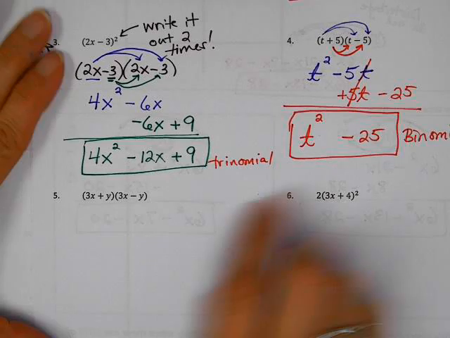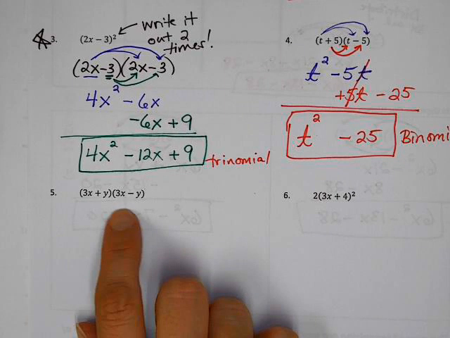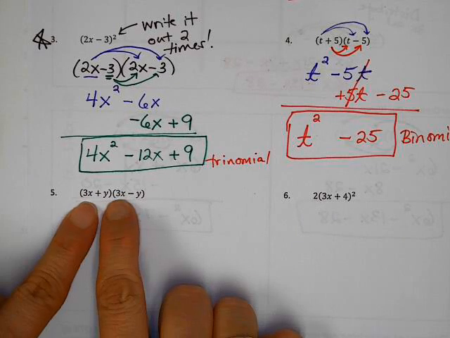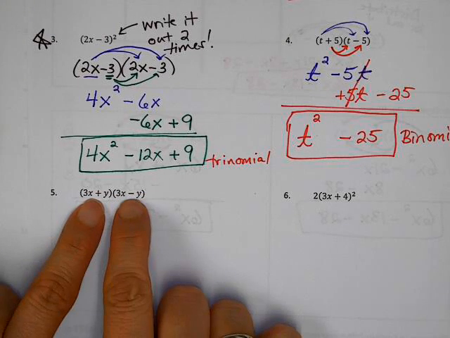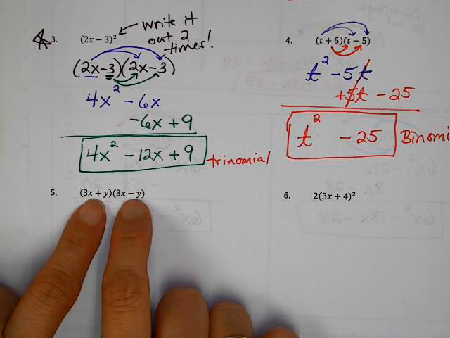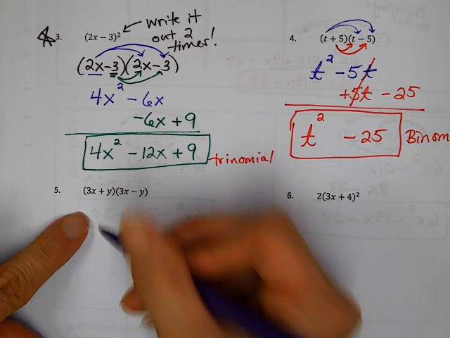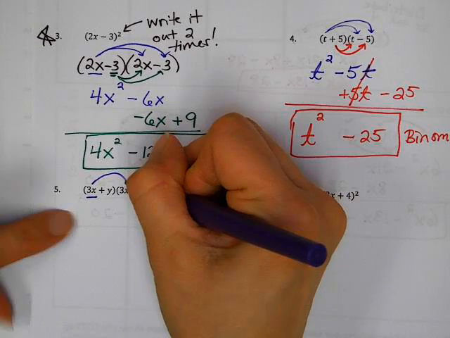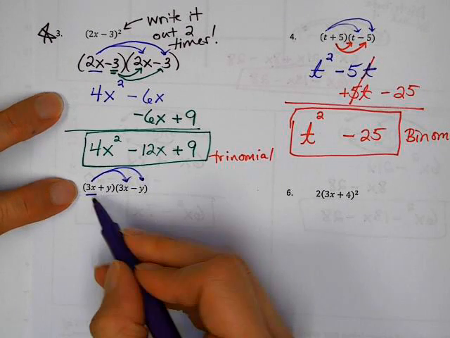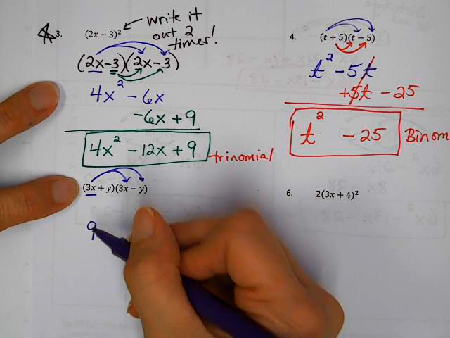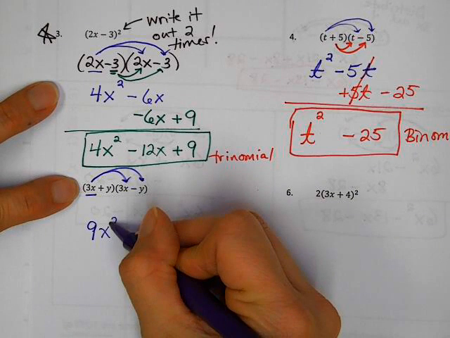What do you think is going to happen here with number 5? Because they almost are the identical binomials. They both have 3x, they both have a y, except look at that. Do you think the middle term is going to cancel out? Let's go see. So the first thing we'll do is we'll distribute 3x to both of those terms. So 3 times 3 is 9. x times x is x squared.